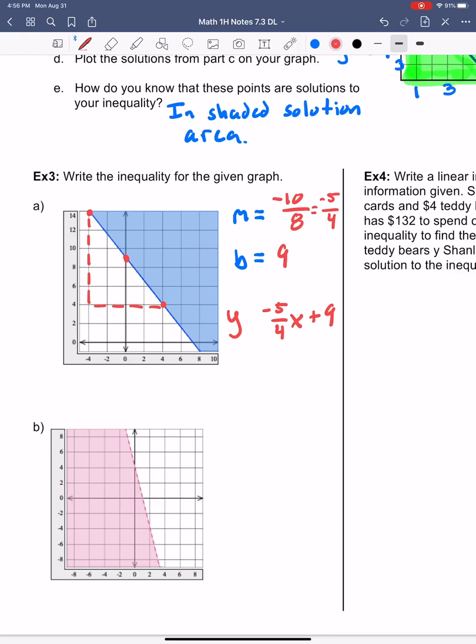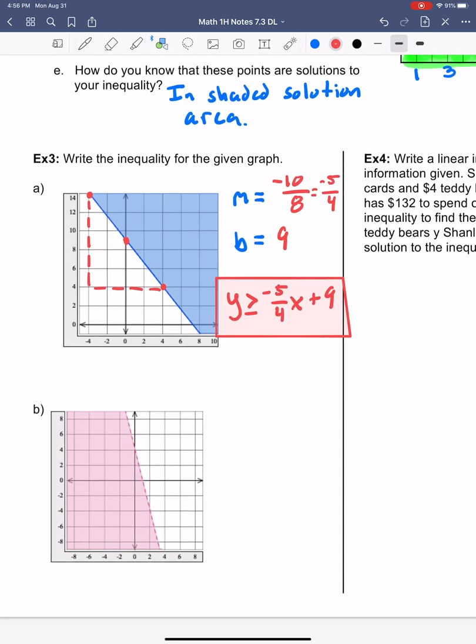Notice I did not draw the symbol yet. Okay, for this one, we are shading above my line, right? We're shading above this line. So I know that it's got to be y is greater than, and we have a solid line, so then I'm going to add the or equal to bar. And we are good to go there.